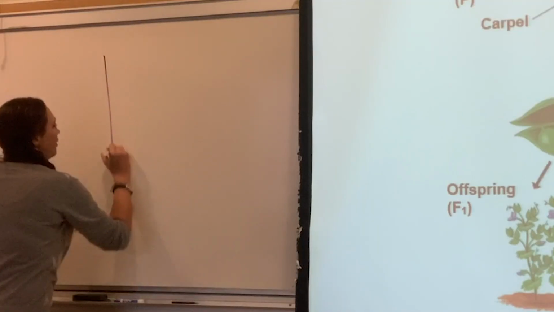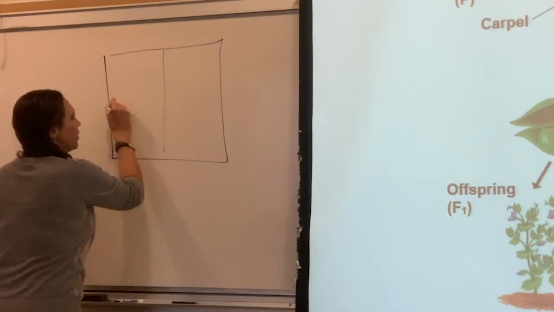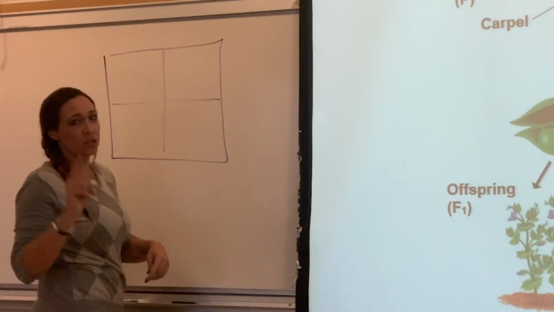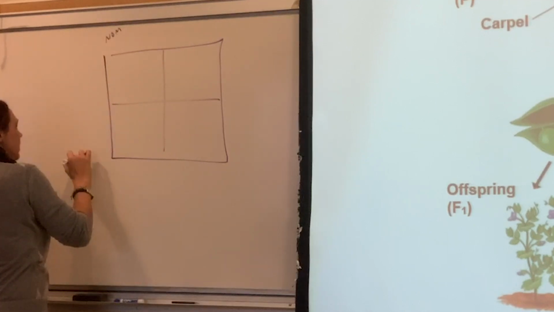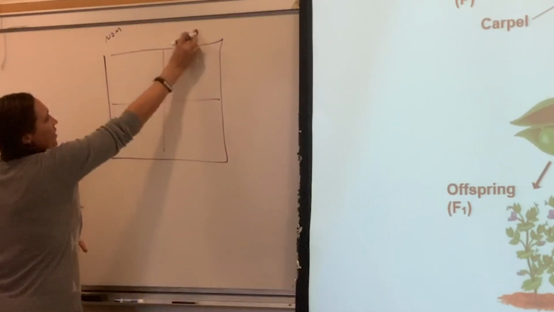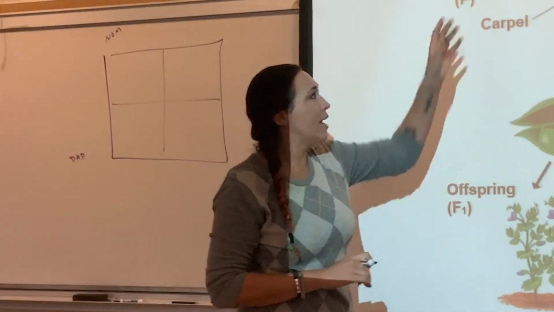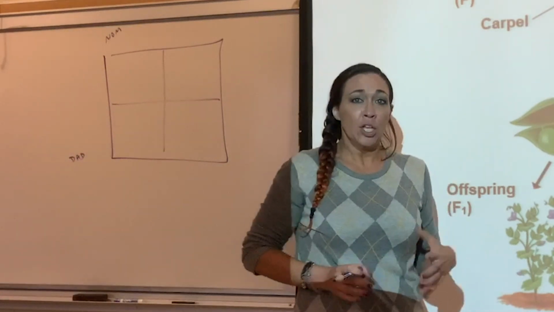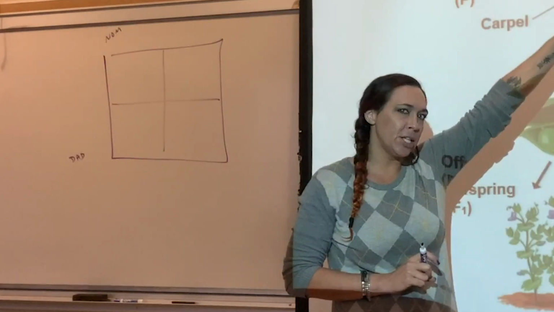Okay, so first off, you draw a box with 4 squares because we're only doing 1 trait in this case. So pretend that up here is your mom, and pretend that down here is going to be your dad. So your mom's side is going to go here, and your dad's side is going to go here. So let's just, in this case, say that the white flower is going to be our mom. So we now know that purple is dominant to white.